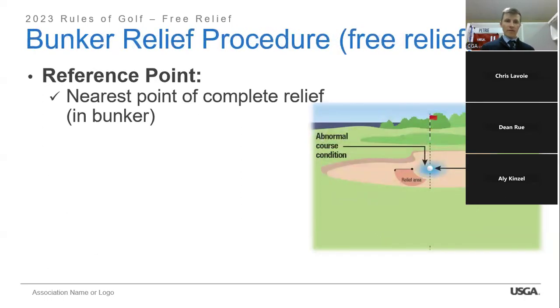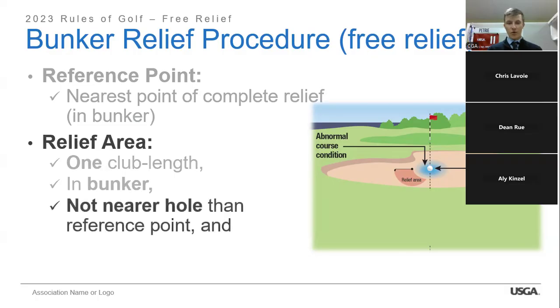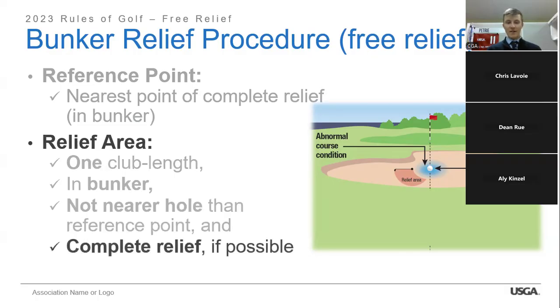So, bunker relief, same things. All of these conditions apply. How do we take relief in the bunker? So again, example on the right, we have temporary water in a bunker. It's going to be that nearest point of complete relief. Again, we can't be changing areas of the course here. It has to stay in the bunker. And we're just going to be taking one club length in the bunker, no nearer to the hole. And that is complete relief, if possible.